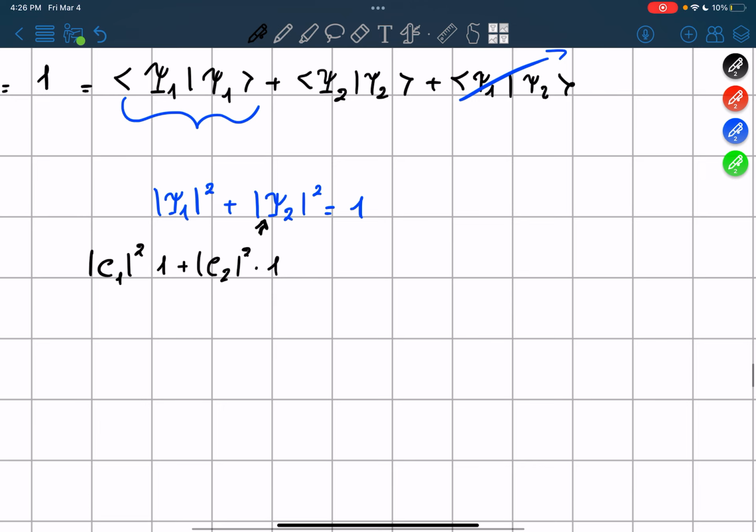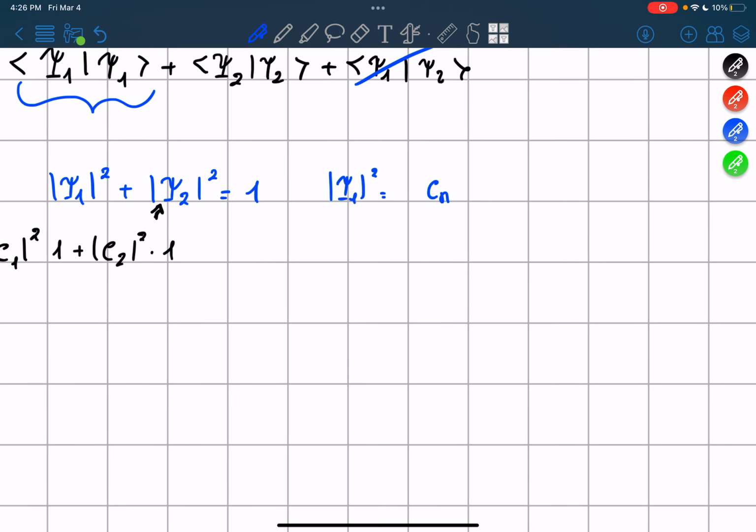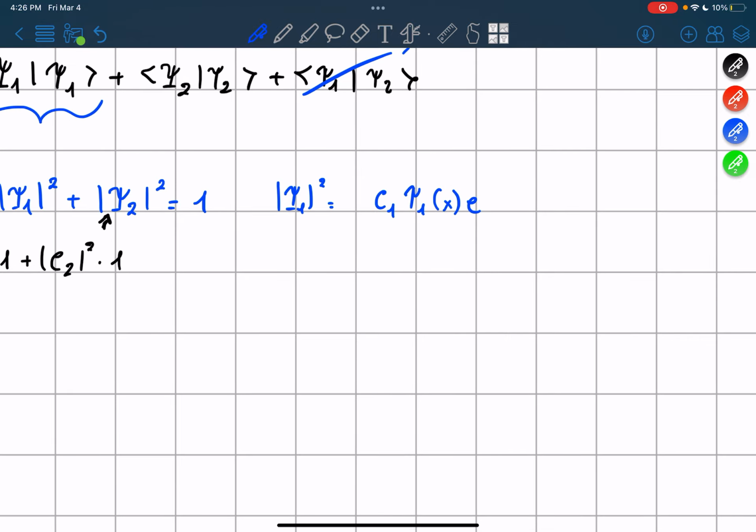I can actually prove it a little bit longer because it might be a little confusing. So psi 1 squared, I'm just going to do it for psi 1 squared because the same thing applies for psi 2, is equal to c1 psi 1 times e to the power negative i e1 t over h bar, squared. As you can see, I'm just taking this part out, so I have c1 squared, and then the rest will be 1.